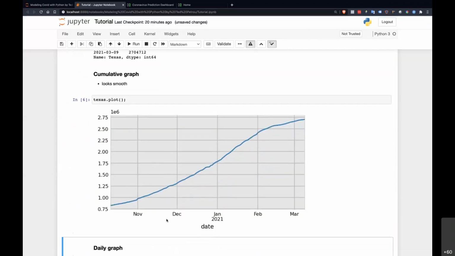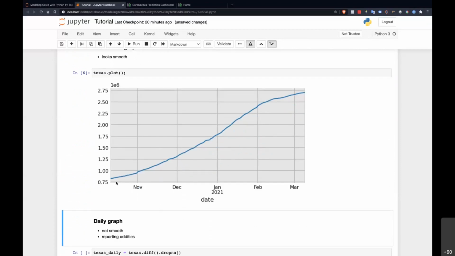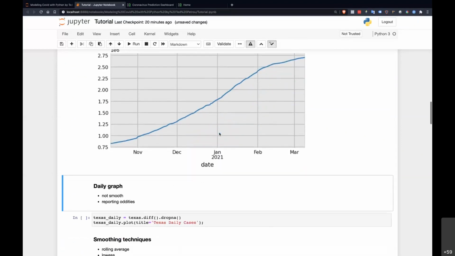Okay, so this is cumulative cases. You can see there was maybe not exponential, but quadratic growth through November, December, and January. Then things started leveling out in Texas at the end of January, early February, and now they've really leveled out recently in the last month or so. Okay, so it looks smooth.